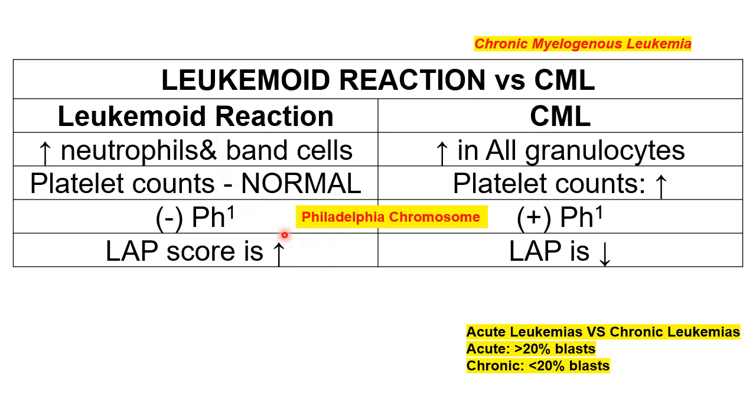And lastly, pakibilugan, no? Must know ito. The lab score between your CML and leukemoid is also different. Leukemoid reaction, ang lab score is high. Ang lab score naman sa CML, low. Okay? Bakit kaya ganito ang results nila? So, discuss natin yung lab.